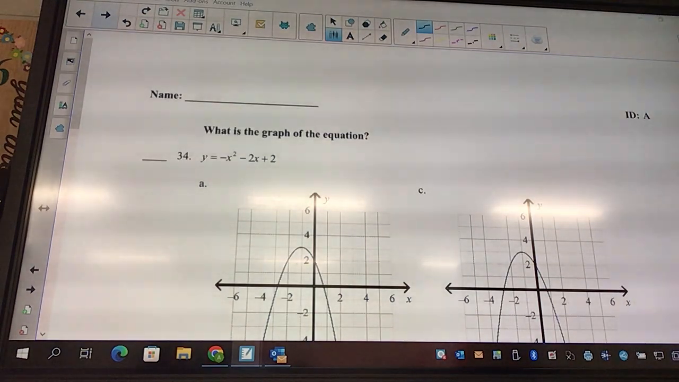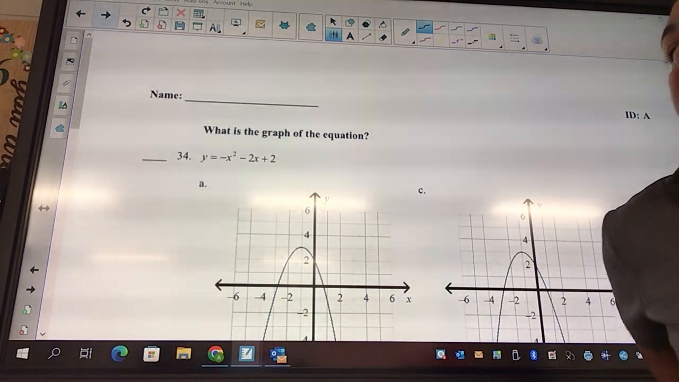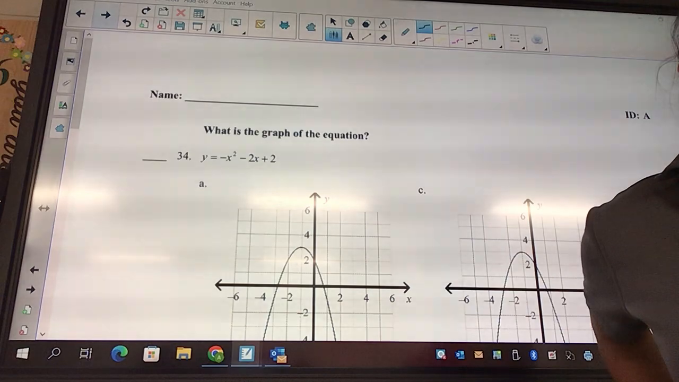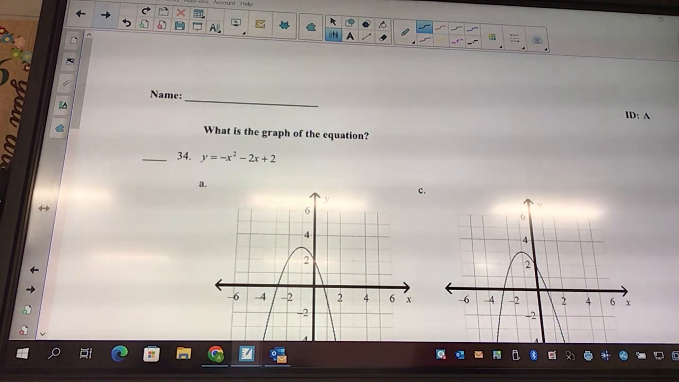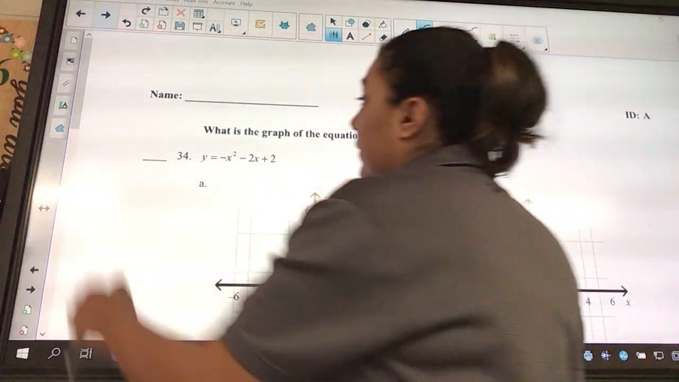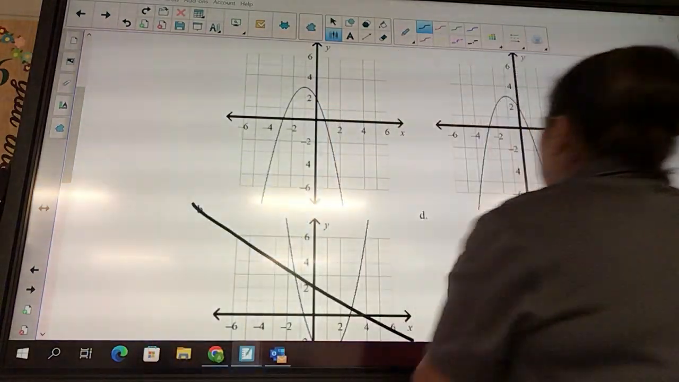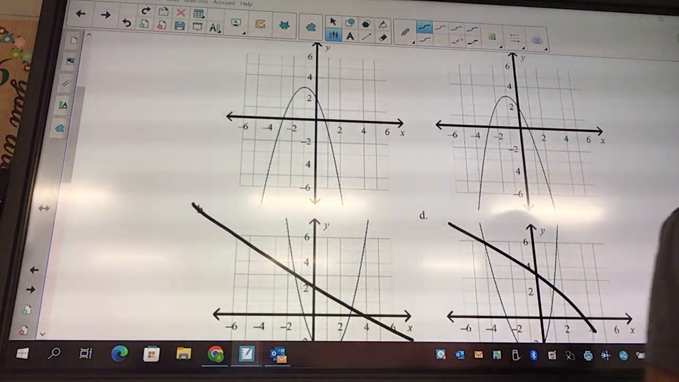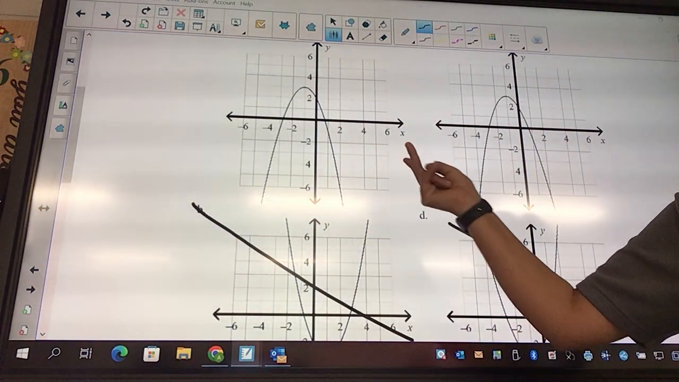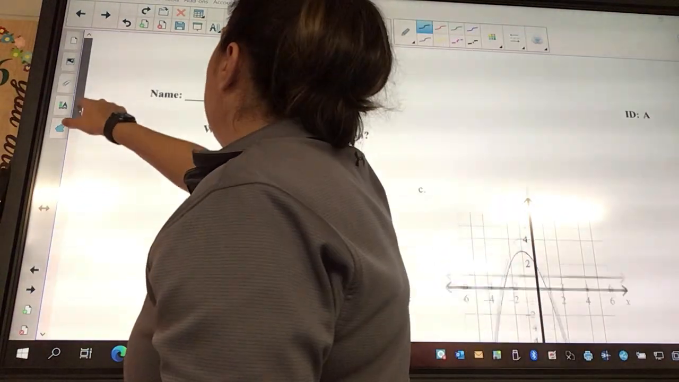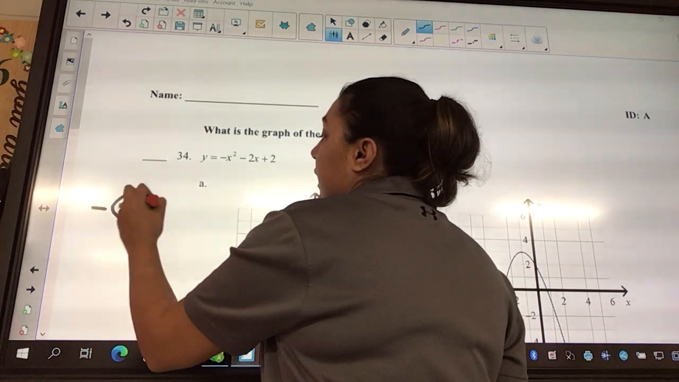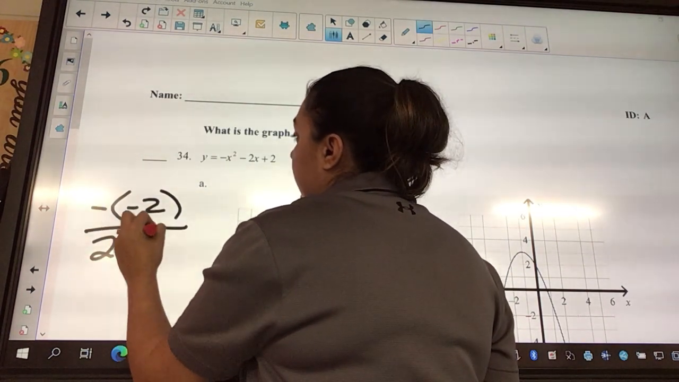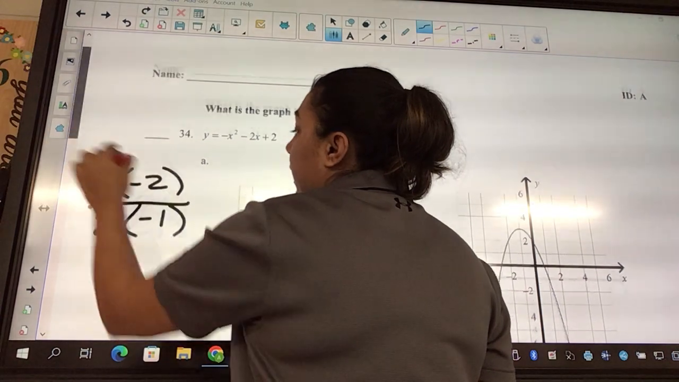Okay, 31. Which way does this graph open? Down. Why down? Because the x is negative. So what can you cross out? B and D. If you don't know what to do from there, at least you've got a 50-50 shot. But what you do is this. Remember when we did -b, which is -2, over 2 times our a, which is -1. What do you get for that?